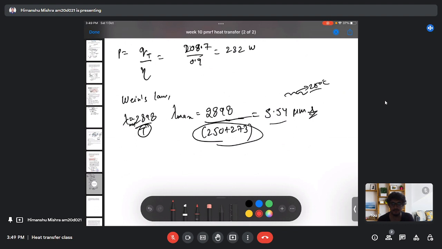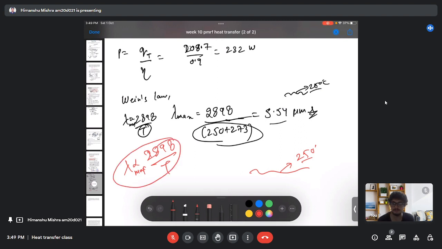The second part of the question, we have been asked to determine the maximum wavelength that the system can emit. So according to Wien's law, it actually depends upon the temperature only. So our surface temperature is given as 250 degrees Celsius. That means the maximum wavelength that it could emit can be easily obtained by Wien's law here. And we found it is 5.54 micrometer.